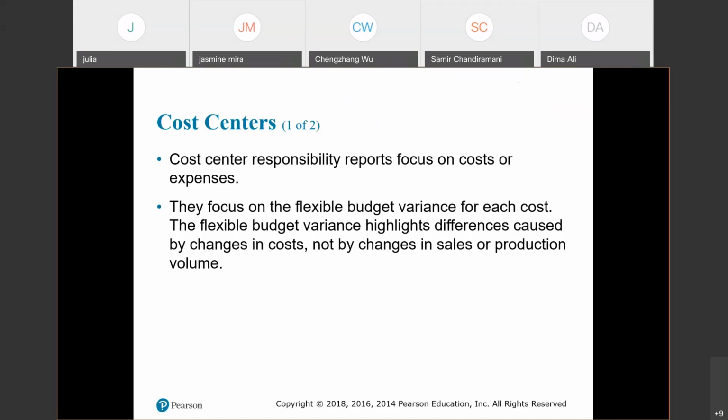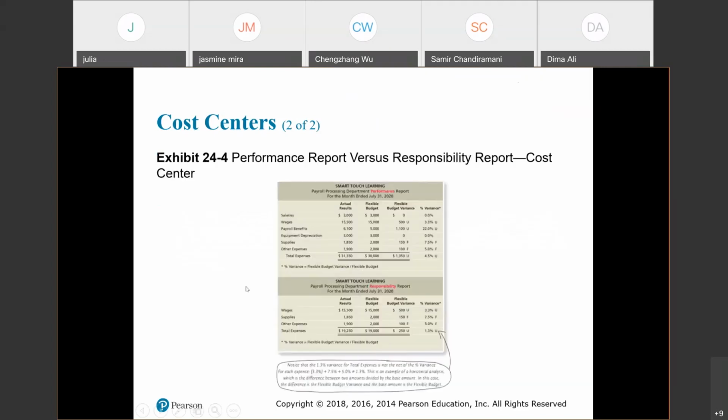Cost center responsibility reports typically focus on the flexible budget variance, that is, the difference between actual results and the flexible budget. So the flexible budget variance highlights the differences caused by change in cost, not by changes in sales or production volume. As you can see on this slide, it illustrates the difference between a performance report and responsibility report for a cost center.